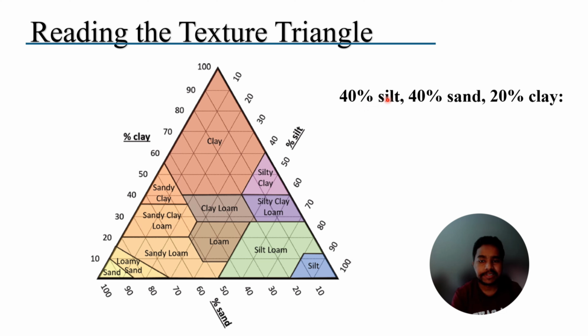Here 40% silt, 40% sand and 20% clay. So for 40% silt, we need to draw one line, and 40% sand, so it's going to be loam soil. And just to confirm, 20% clay, this is going to be loam texture soil.